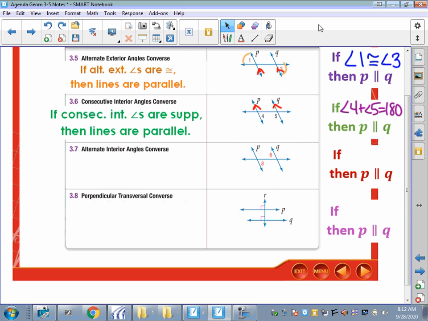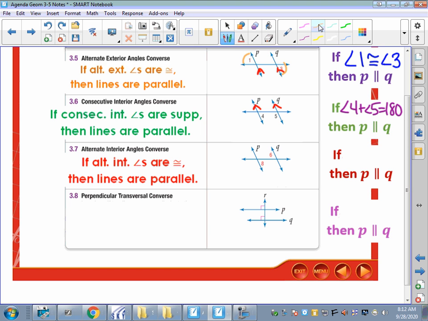Alternate interior angles. So the converse, you might already know what this is going to say. If your alternate interior angles are congruent, then your lines are parallel. So therefore, they gave us angles 6 and 8. So I could say something like, if angle 6 is congruent to angle 8, then P is parallel to Q. And I could mark that with my little congruent arcs.